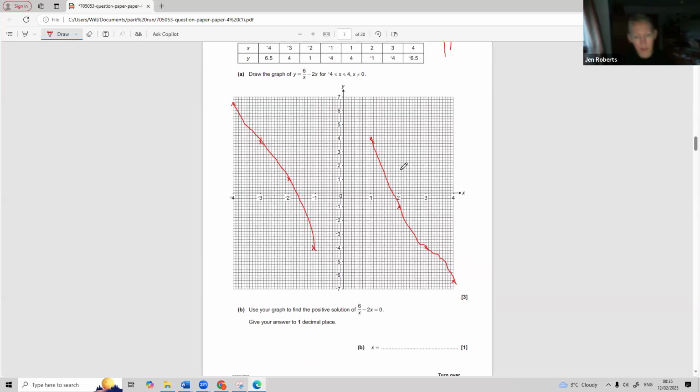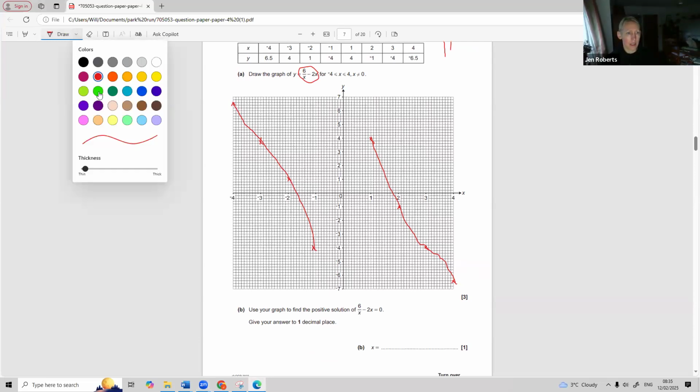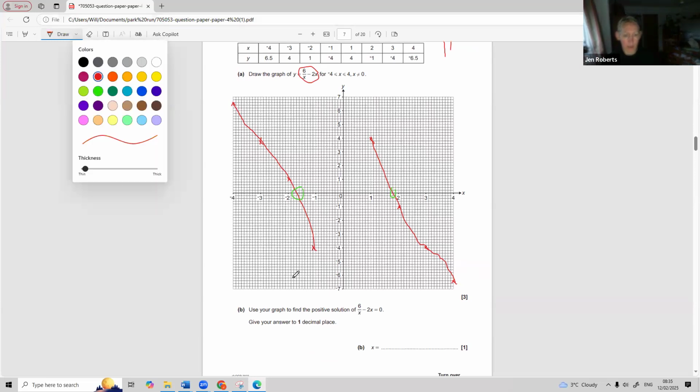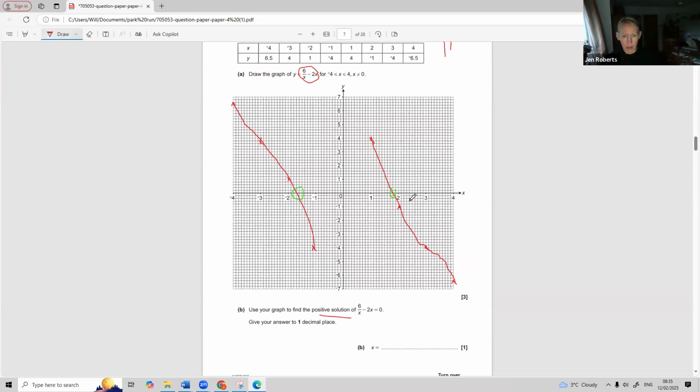Right, use your graph to find the positive solution of 6 over x minus 2x equals 0. We've drawn this graph. When is it equal to 0? When does it produce an answer of 0? It's in 2 places. For that x value, we get an answer of 0, and here. But specifically, the question asks for our positive solution. This is our positive solution because this is negative. So I'm going to say x is equal to 1.8 because it wants it to one decimal place.